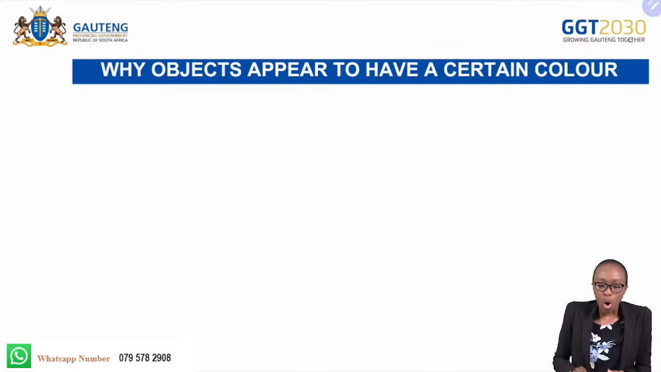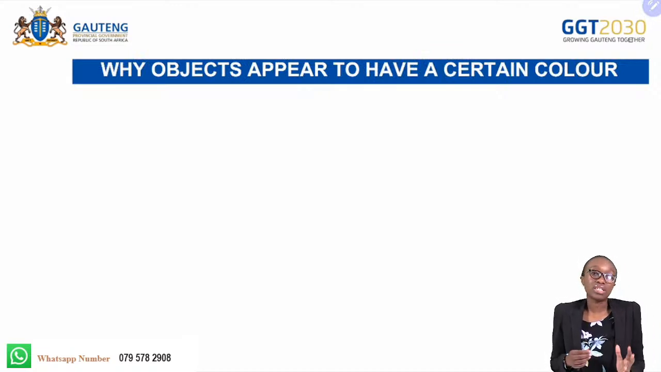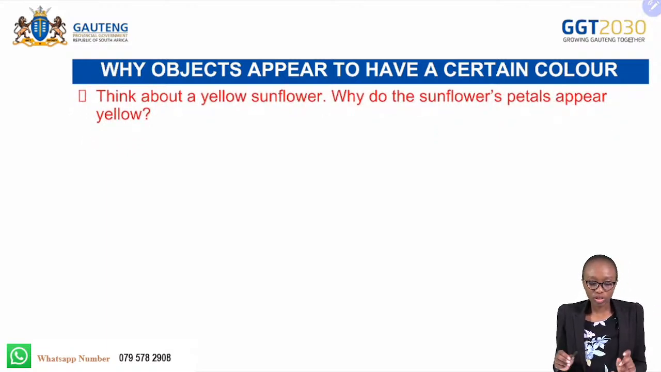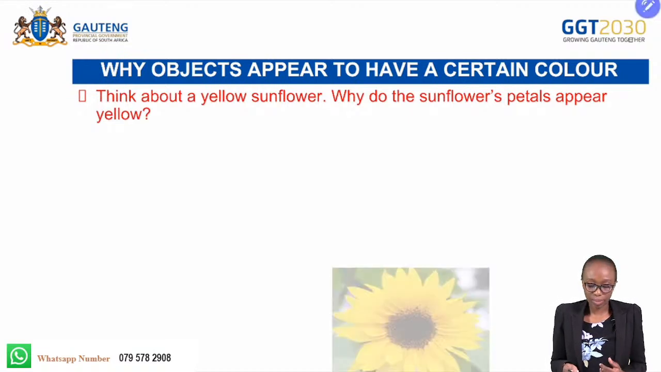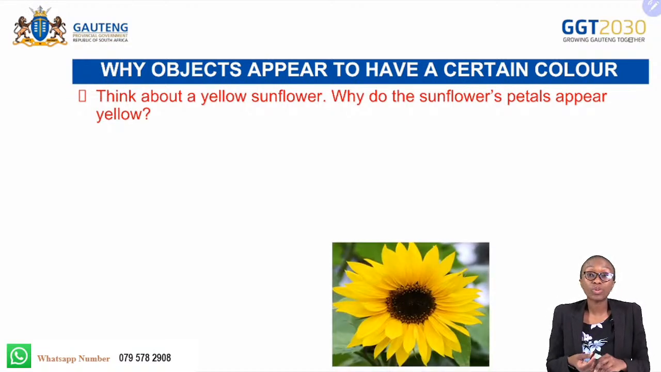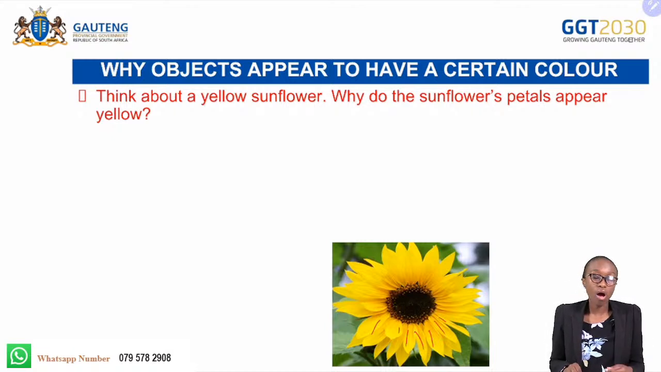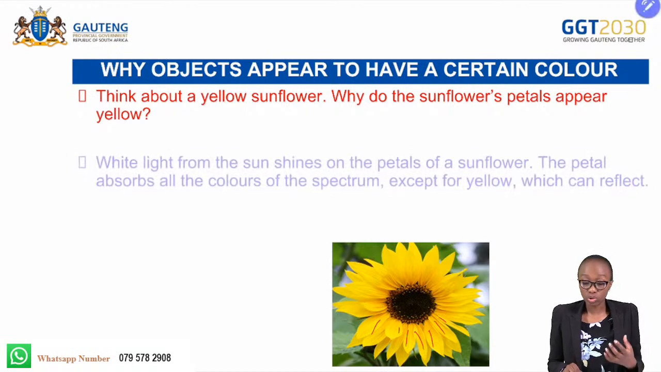Okay? So now, why do objects appear to have a certain color? So now we know how the light travels from the air to the eye, to the brain, and then to our interpretation of what we are looking at. So why do they appear to be a certain color? So think about a yellow sunflower. I like the color yellow. So why do sunflowers' petals appear to be yellow? Why do you think they appear to be yellow? There's the sunflower. I just pulled up a picture of a sunflower. What are the petals? Those yellow parts, that's what we call petals. Why do you think they appear yellow when you're looking at the picture?